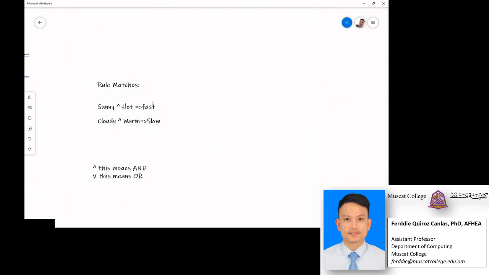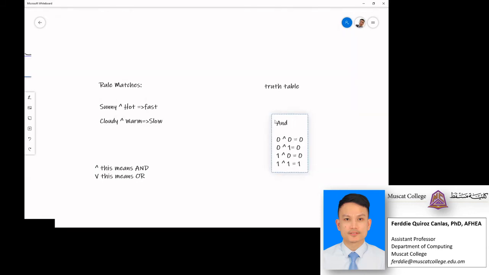Based on the truth table, if you remember your truth tables, in the and operator, what happens? 0 and 0, what is the value? It is 0, right? 0 and 1, the answer is 0, right? And then the next one, 1 and 0, the value is also 0, right? 1 and 1, the value is 1. Please remember this truth table.